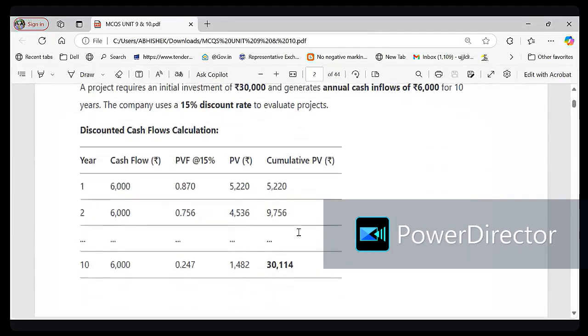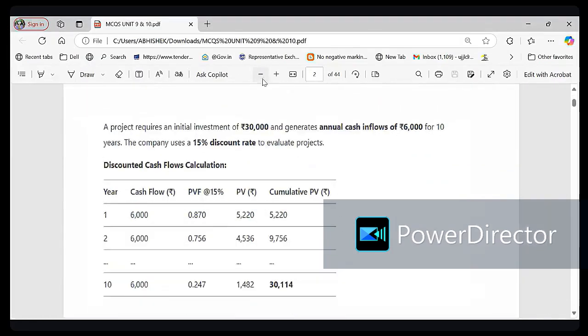So let's start with the first question that we have. The first question, as you can see on your screen, let me explain what it is all about. This is the first question of today's session.